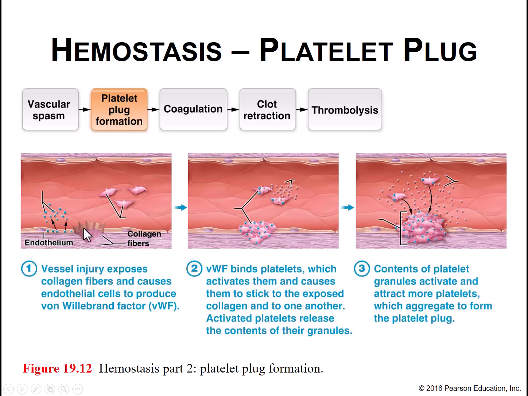Then, because the collagen fibers are exposed, it attracts the platelets. The platelets attach to the site of injury where the collagen fibers are exposed. And then they stick to each other and activate and start a chemotaxic attraction. And so the contents of the platelet activate and attract more platelets, so it starts a positive feedback mechanism and attracts more platelets.